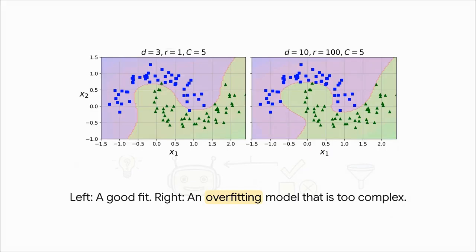Just look at the difference here. On the left, you've got a nice, smooth curve that captures the general trend. That's a good fit. Now look at the thing on the right. That model is way too complicated. It's twisting and turning just to hit every single little data point. It's not learning, it's memorizing. And that model is going to fail big time as soon as you show it something new.